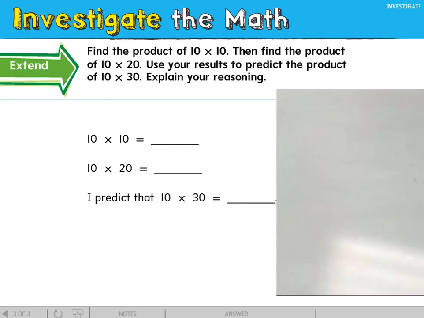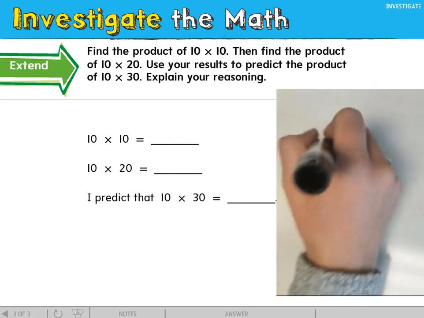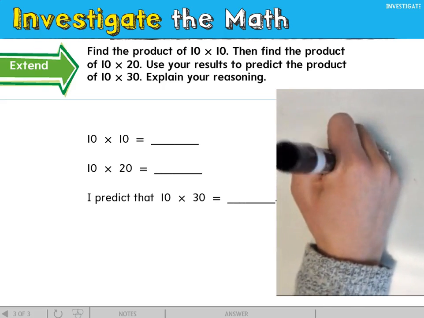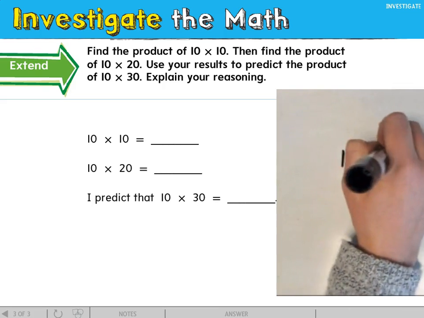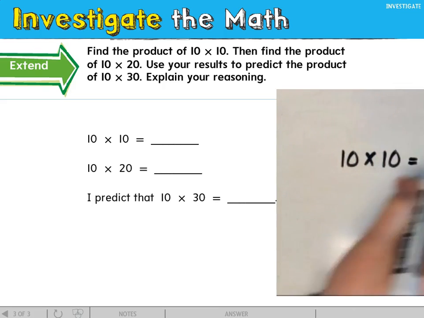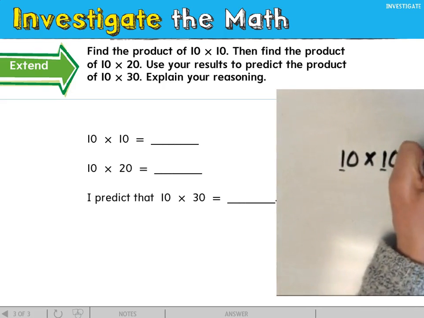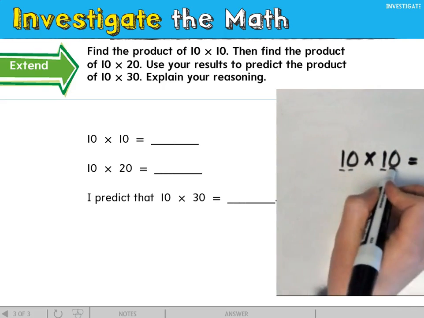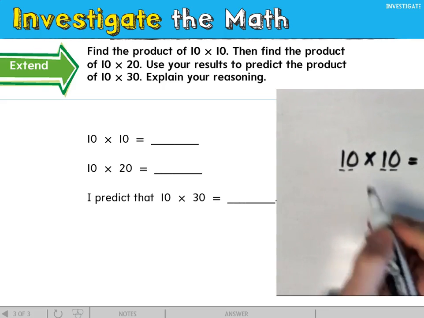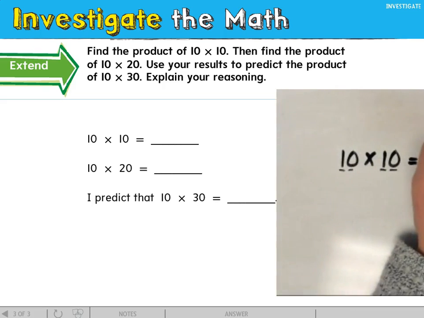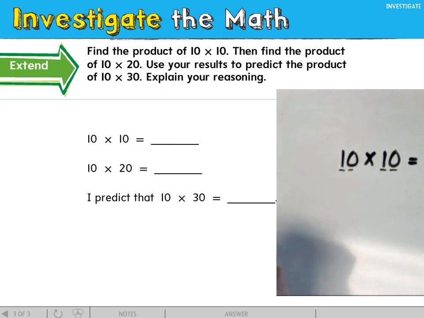Let's take this a step further and find the product of some 2-digit numbers times 2-digit numbers. So if I were going to do 10 times 10, again I do my basic fact first, which is 1 times 1, which is 1. And then again I add a 0 for each 0 in the problem. So I have 2 zeros. So I need to add 2 zeros to my product. So 10 times 10 is 100.